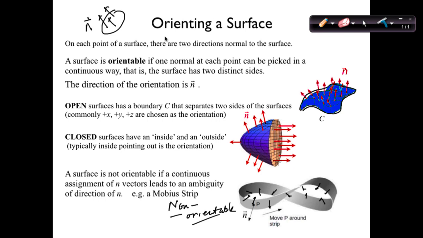Since that's a plane, all the n vectors are the same. They're pointing in the same direction because it's a plane. Any questions on orienting a surface?